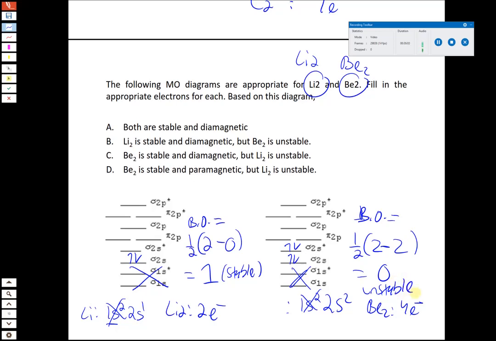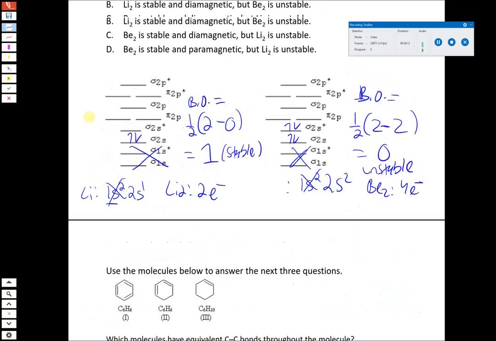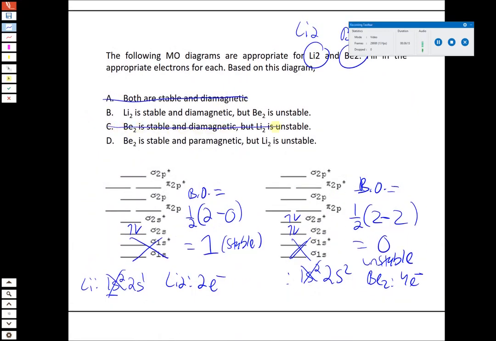Alright, so then if we're looking for the correct answer, we can eliminate the ones that would claim that Be2 is stable, because it has a 0 bond order. Be2 is stable can't be true. So we don't even have to think about magnetic properties. We can eliminate all the other answer choices, and choice B is correct.